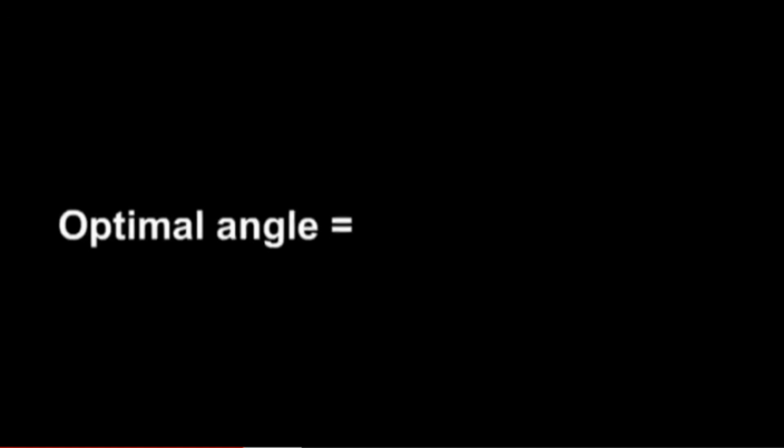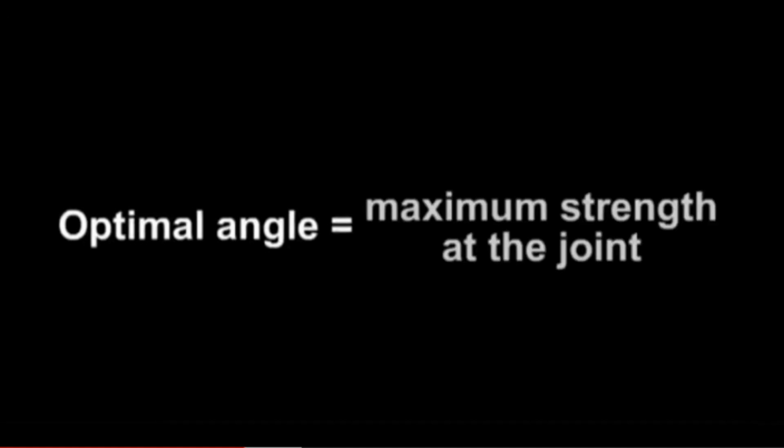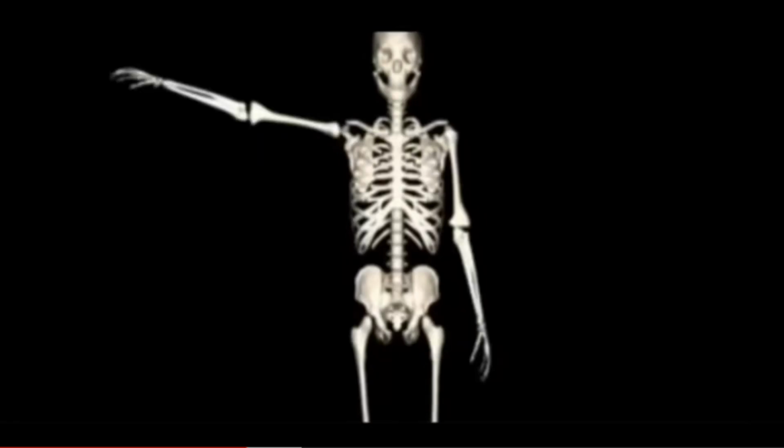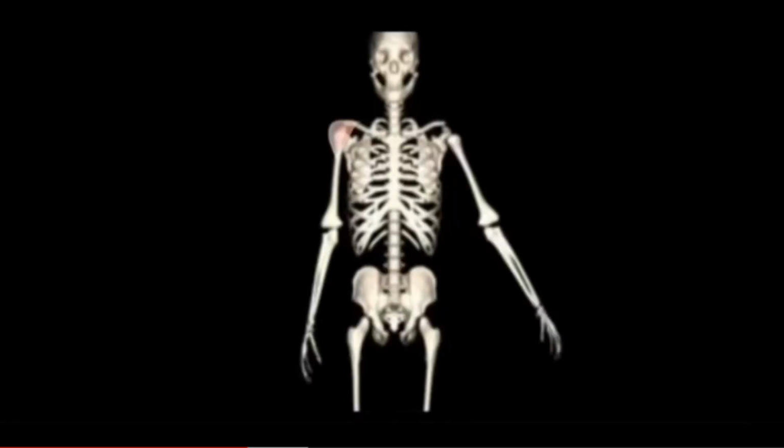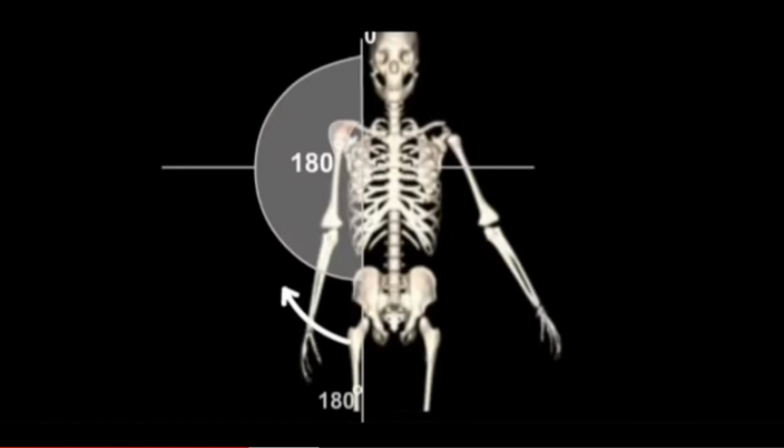Every movement at the joint has only one optimum angle. The optimum angle is the maximum strength at that joint. For example, at the shoulder joint, in an abduction movement, the shoulder abductors develop their maximum strength at an angle of 180 degrees, or when the arm is next to the body, the shoulder abductors are strongest. In the remaining angles of this movement, this group of muscles is significantly weaker.